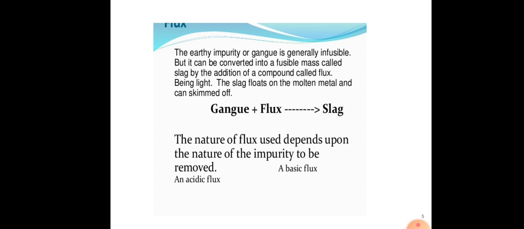Gangue is the earthy impurities present in an ore. When it is treated with a flux, it is going to convert into a solid mass that is called slag. The slag is lighter than the metal, so it floats on the surface of the molten metal and is easily removed, skimmed off.